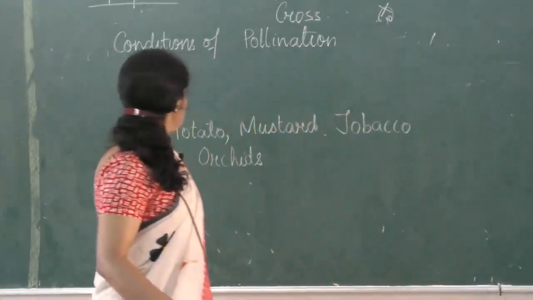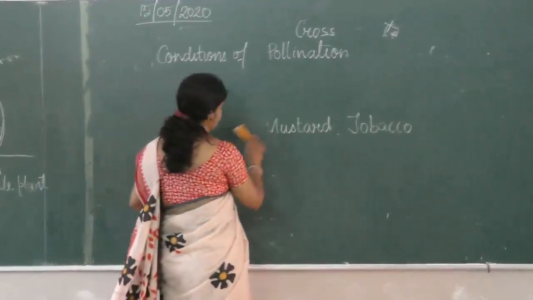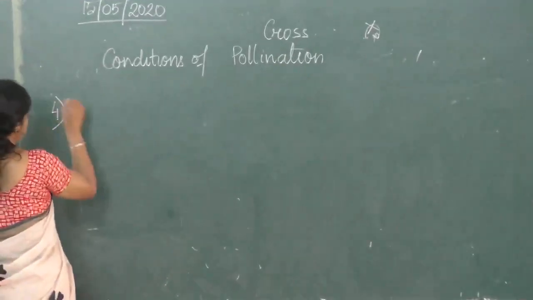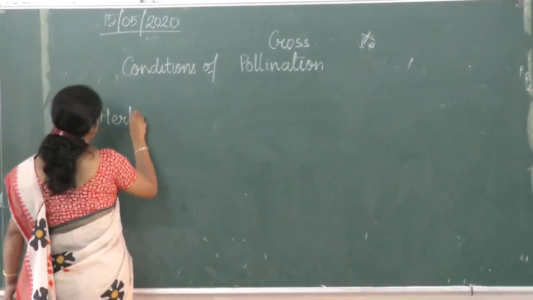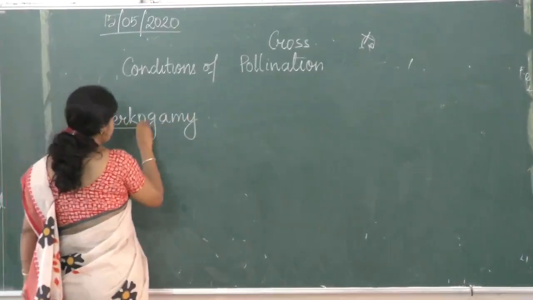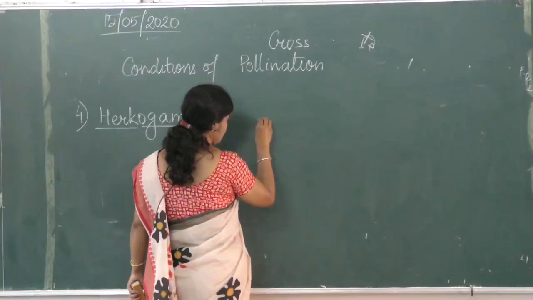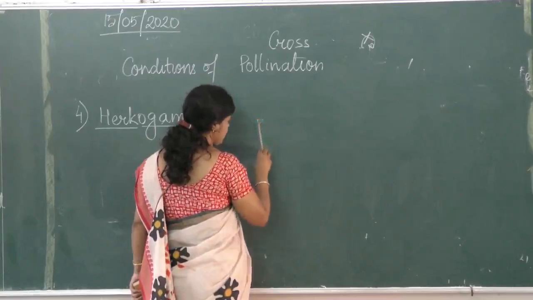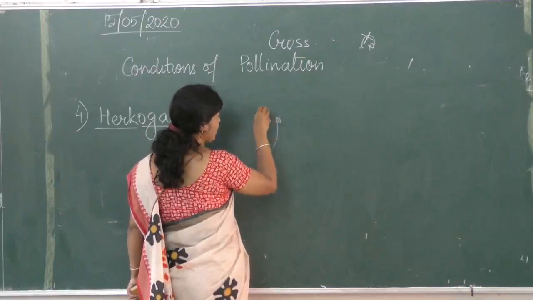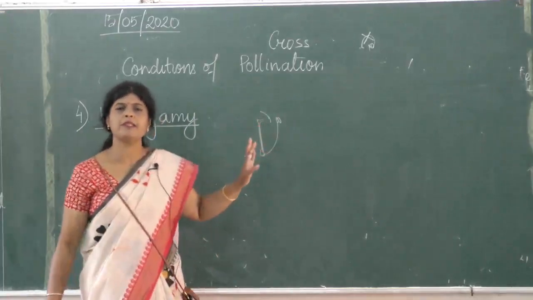Now let us start with the third one, hercogamy. What is hercogamy? Herco means barrier, obstruction. This is a condition in which there is a barrier between the pistil and the stamen. Usually a hood-like barrier is there between. These are all modifications to stop self-pollination.